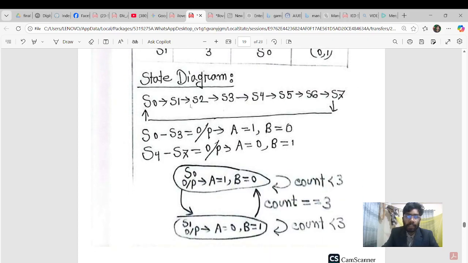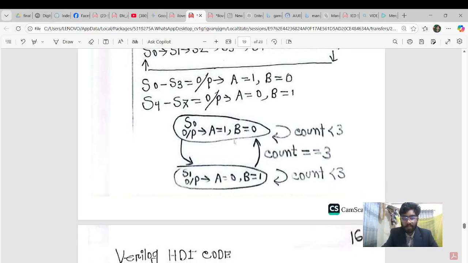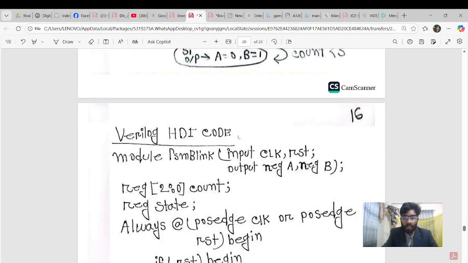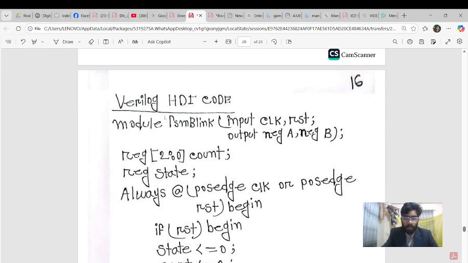Okay, and this is my state diagram. S0 goes to S1, S2, S3, S4, S5, S6, S7, and the process continues to repeat. Here is the tabular form. I am showing that, and here is the Verilog HDL code.